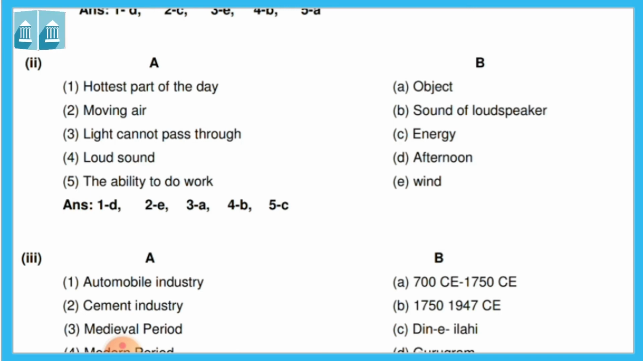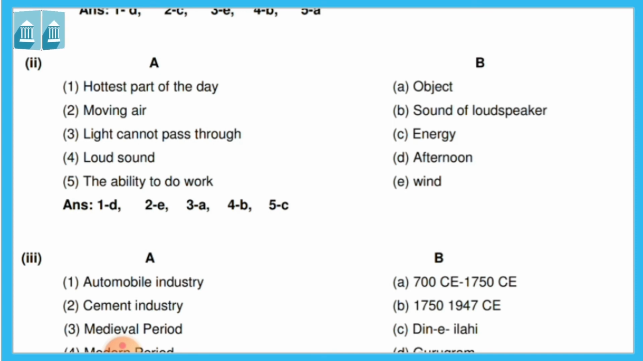B. Second, moving air. Moving air is called wind. Answer is E. Third one, light cannot pass through. So that is called which type of object? It's an opaque object, not object. Okay, typing mistake is there: opaque, OPAQUE. Okay, not object.